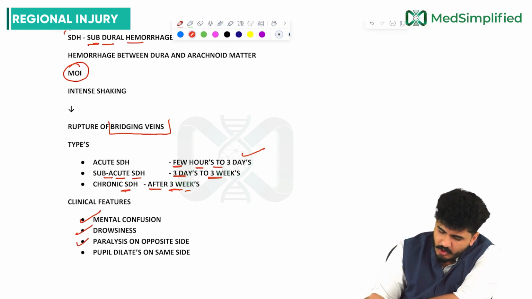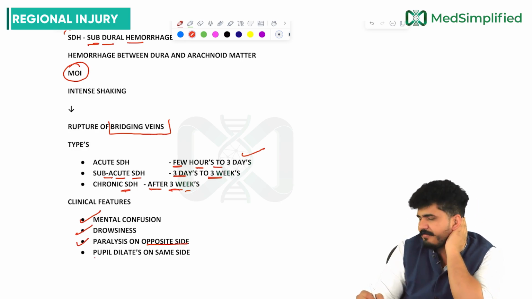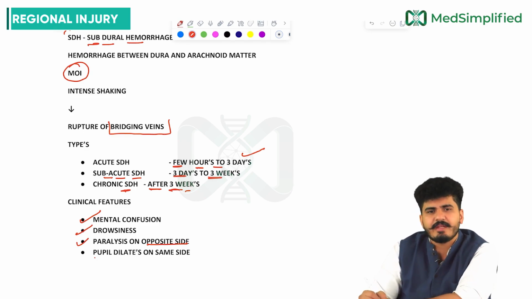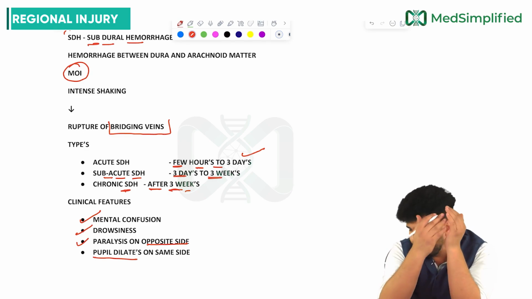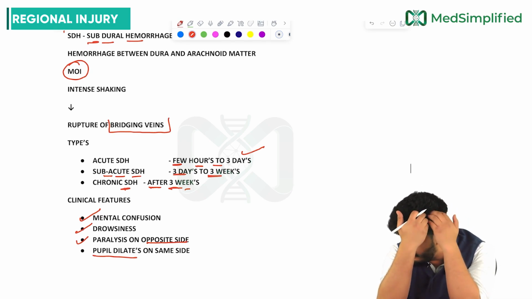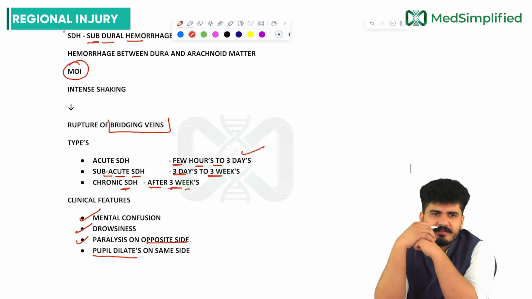Paralysis on the opposite side. If SDH is happening on the left side, my dear friends, the paralysis will happen on the right side. Pupil dilates on the same side of the injury. If the head injury is on this side, you will see the pupil dilatation is on the left side only, my dear friends.